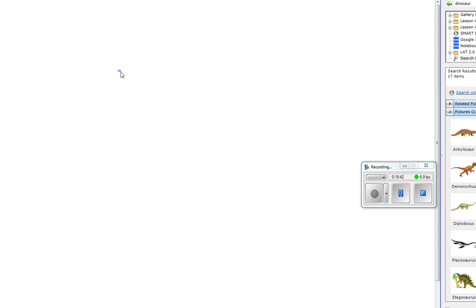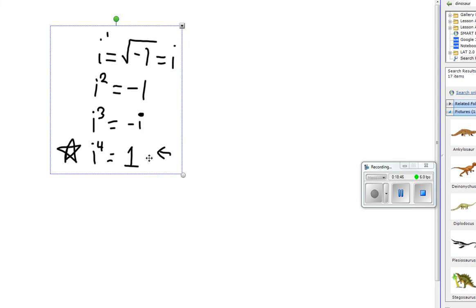Also, my right click button's not working. Stuff I put up with to help you do math.